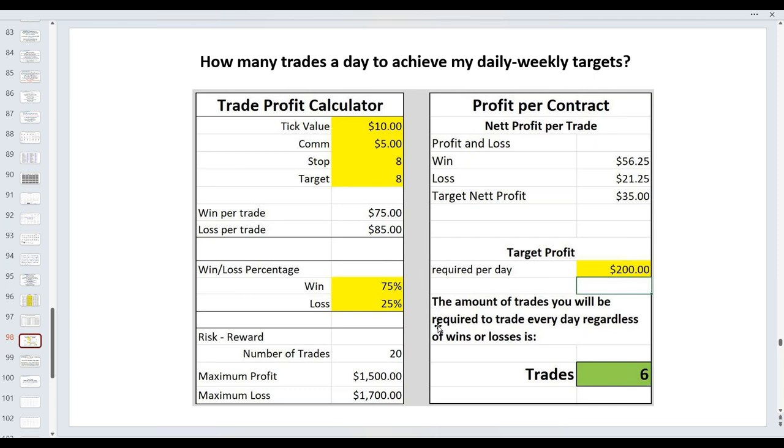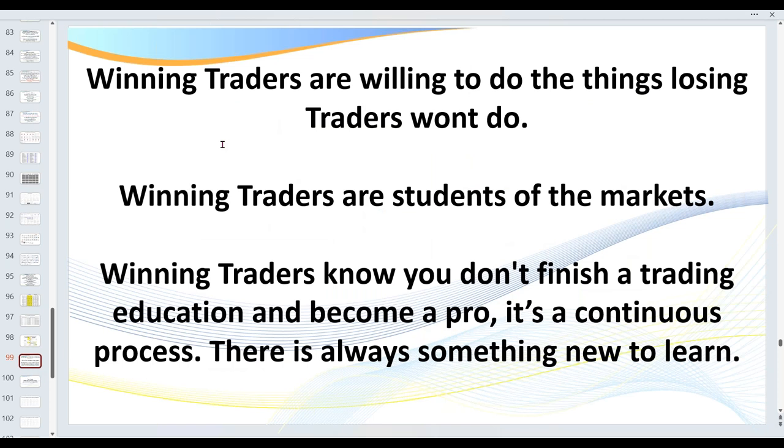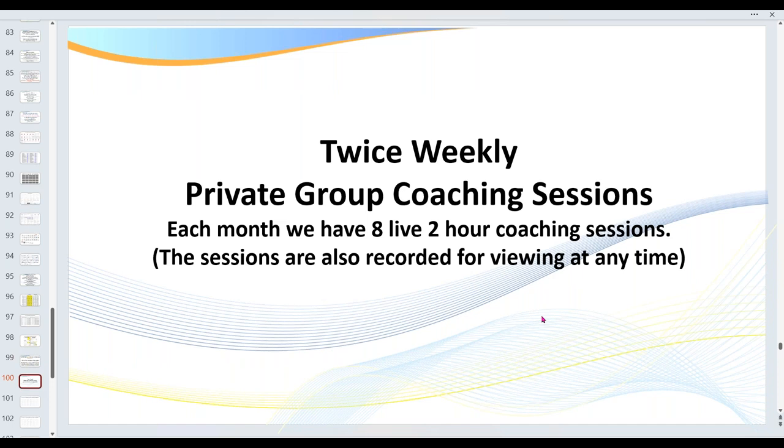You've got to know your stuff. And when you've got a plan, traders, when you've got a big enough why you want this, the how will appear. I've got the how, but we create a trading plan with realistic targets. Then you know how many trades a day you need to be taking. Now, the next step is winning traders are willing to do the things that losing traders won't do. And what that means is you've got to become a student of the market. And that's where my coaching sessions come in.